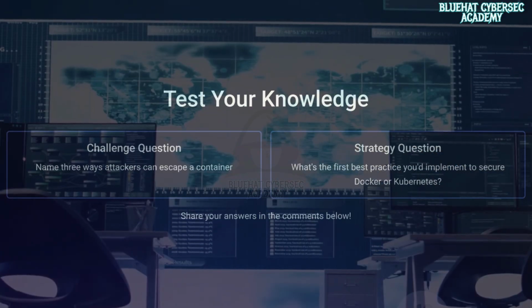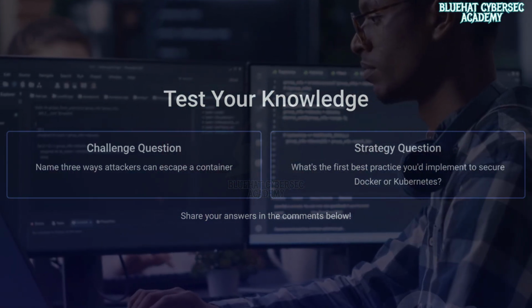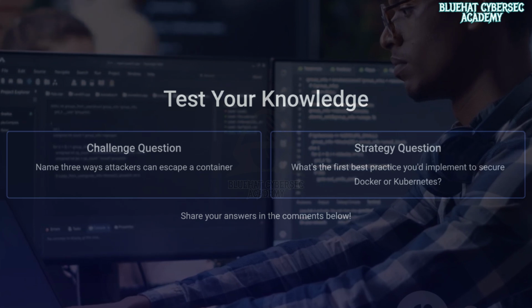Now here's a challenge for you. Can you name 3 ways attackers can escape a container? And what's the first best practice you would implement to secure a Docker or Kubernetes container?